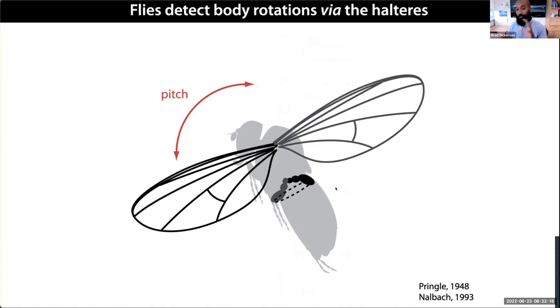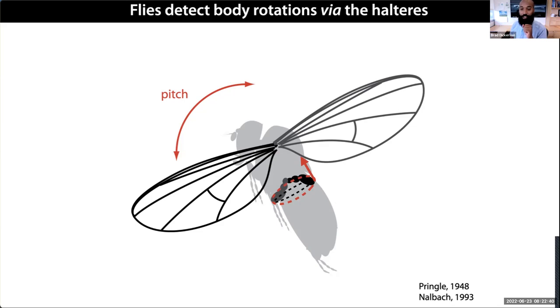And we imagine that there's some sort of instability, in this case a pitch, whether due to wing damage or a gust of wind. The haltere, because it's moving and it has mass, has a tendency to continue oscillating in its original plane of motion. So as the fly gets rotated, the tip path trajectory of the haltere changes, in this case into more of an oval shape.